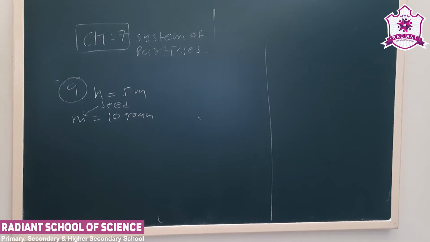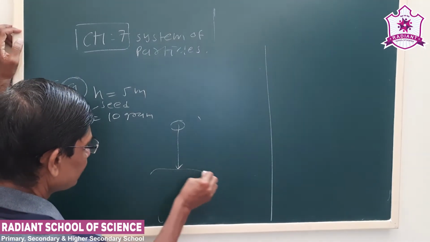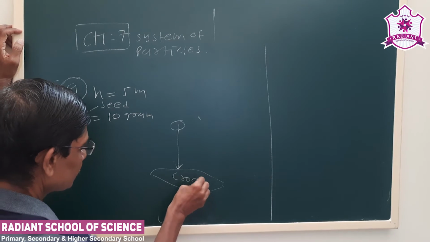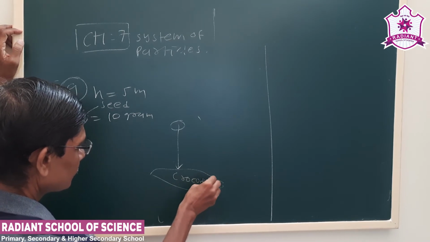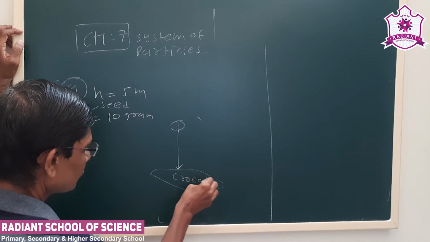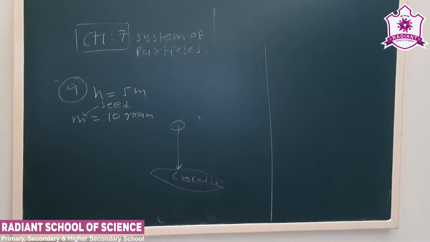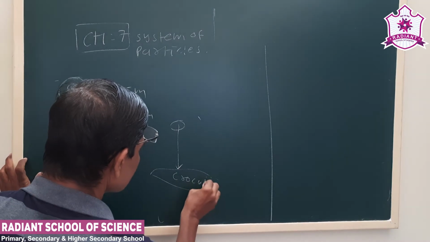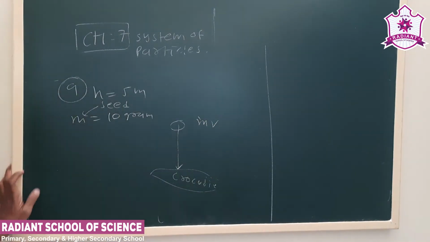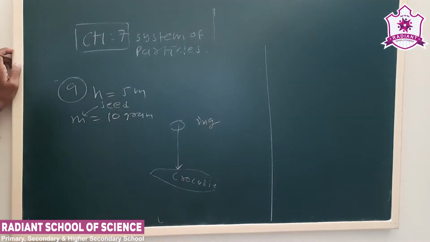Okay, see, the seed falls for 2 seconds and becomes stationary. So what is the momentum? Now here it falls freely. It falls freely. So the force acting is mg. Okay, and we have to find out the change in momentum.